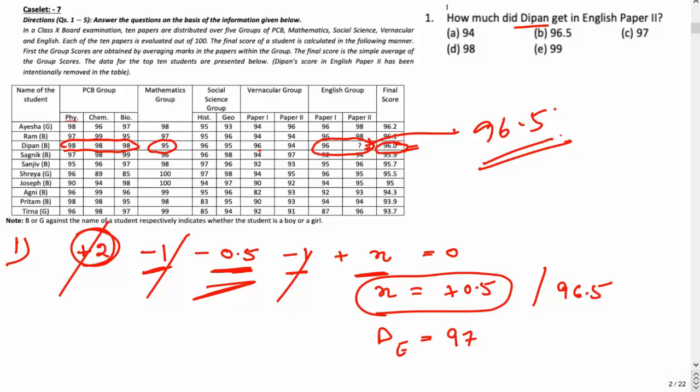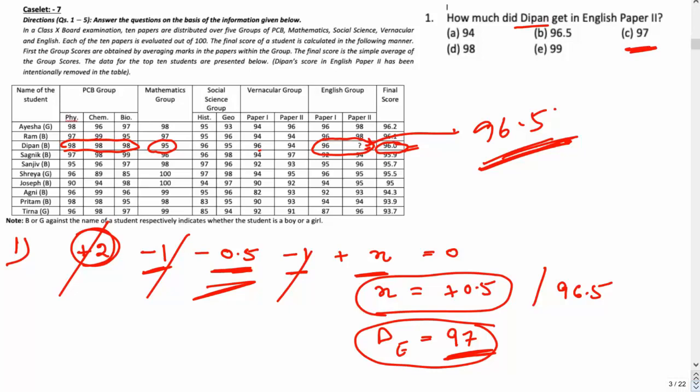To make the average of the English group 96.5, you will have to say Dipan would have scored 97 in one of the papers. Hence, the average of 96 and 97 has become 96.5. How much has he scored? 97. Like this, you can do this question much faster.